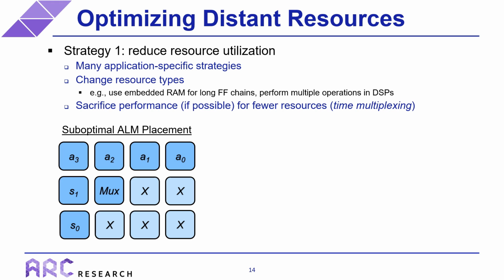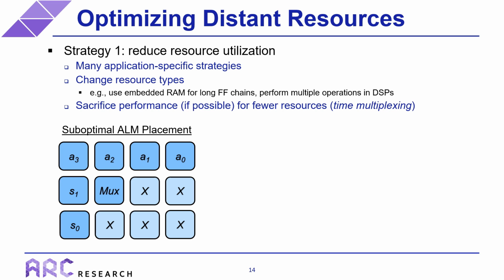The first strategy for optimizing interconnect delays from distant placements is to reduce the amount of resources. Now, a comprehensive study of all the possible options is just not feasible here. It's application specific and it's well outside the scope of this talk, and it actually encompasses the entire area of digital design. So I'll just explain the basic idea of how this strategy helps with this particular bottleneck.